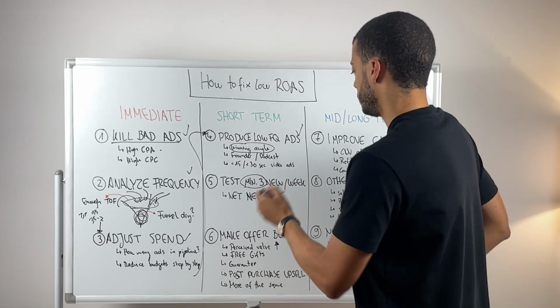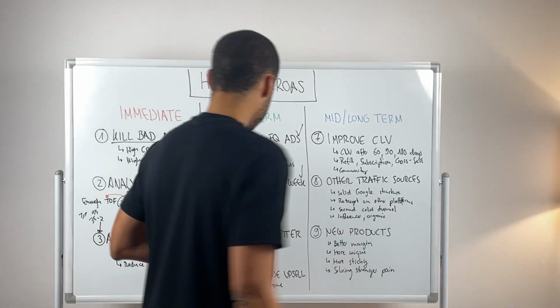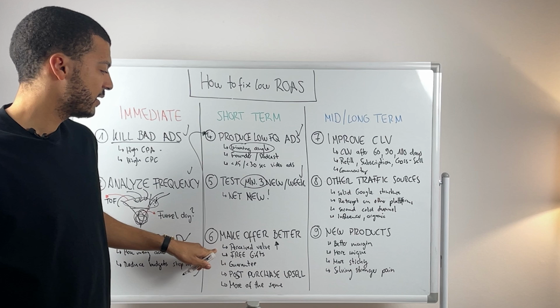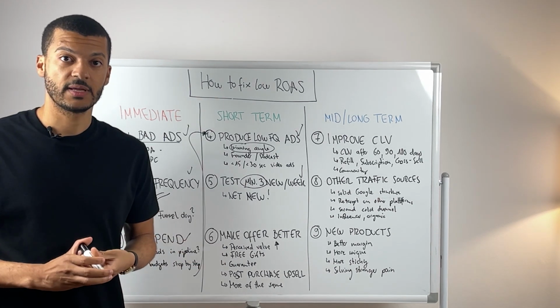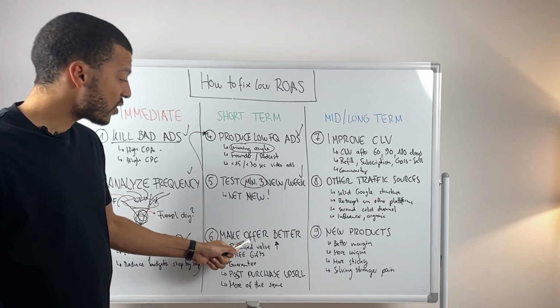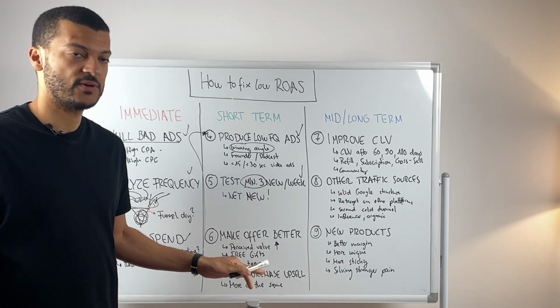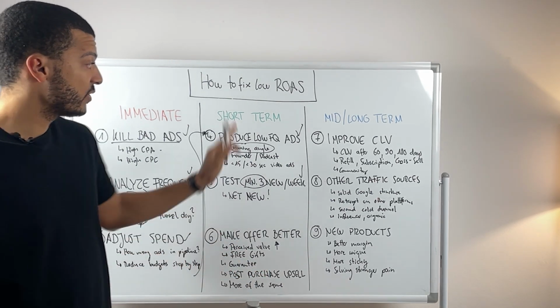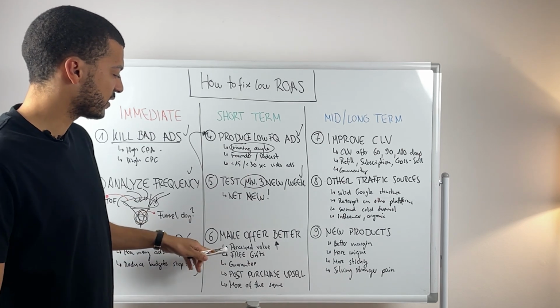Okay, so let's assume we have that. How do we make the offer better is the next point. So this is, as I said, those are very quick fixes. This is also a pretty quick fix, right? And then we get into the more long-term stuff.